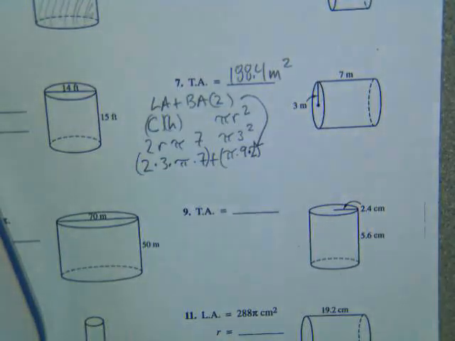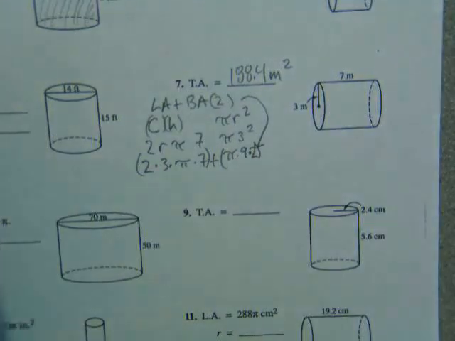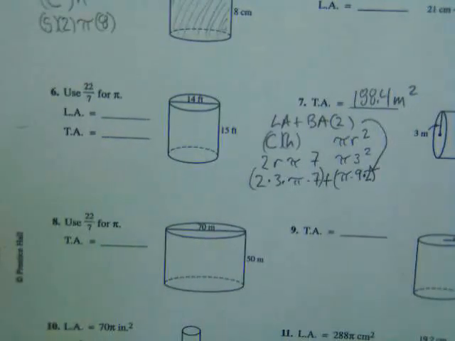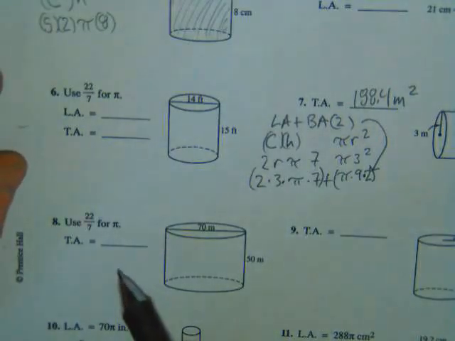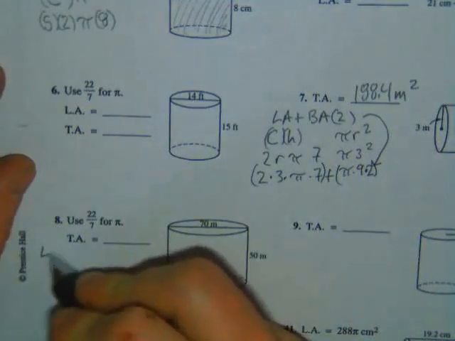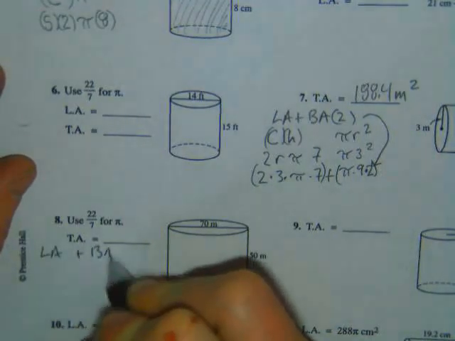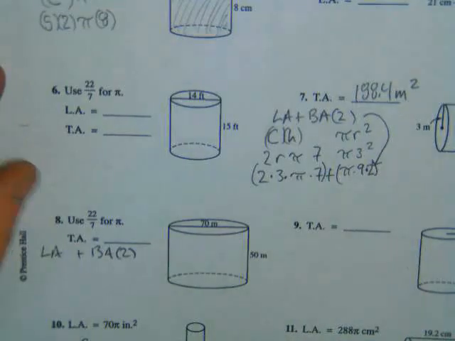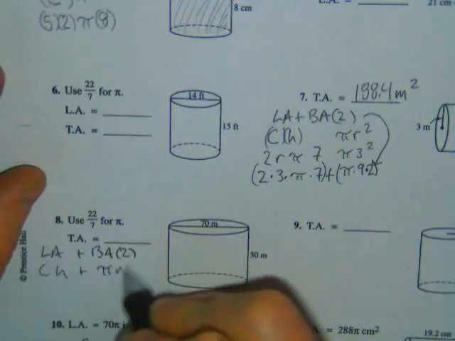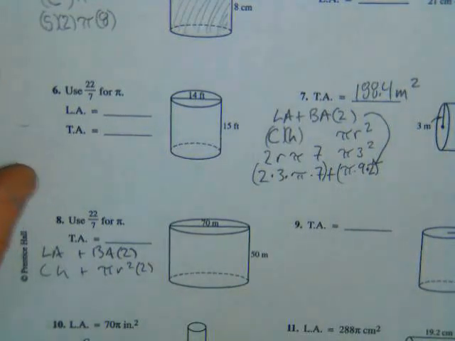Okay, let's hit a couple more for you. That's the same problem. This one's a little bit different. Total area. Okay, same story. Lateral area plus base area, and there's 2 of them. Lateral area is circumference times height. Base area is pi r squared. 2 of them. Again, I'll just worry about one thing at a time.